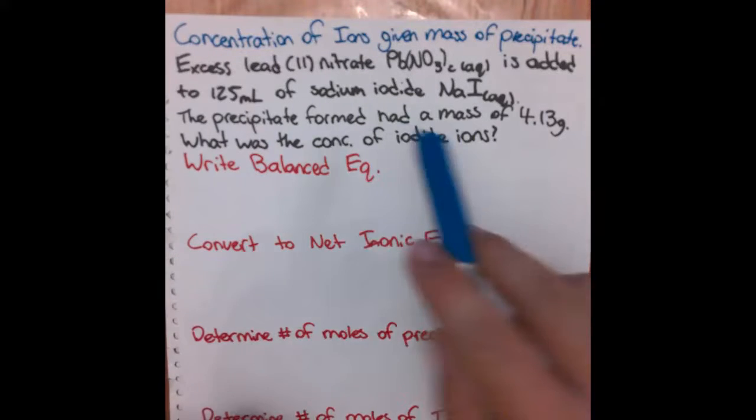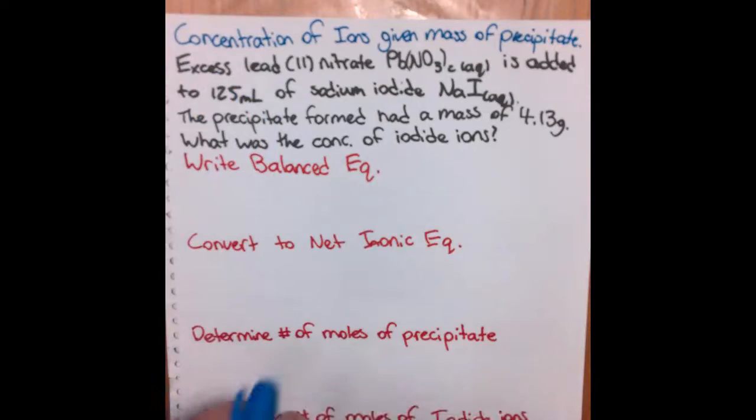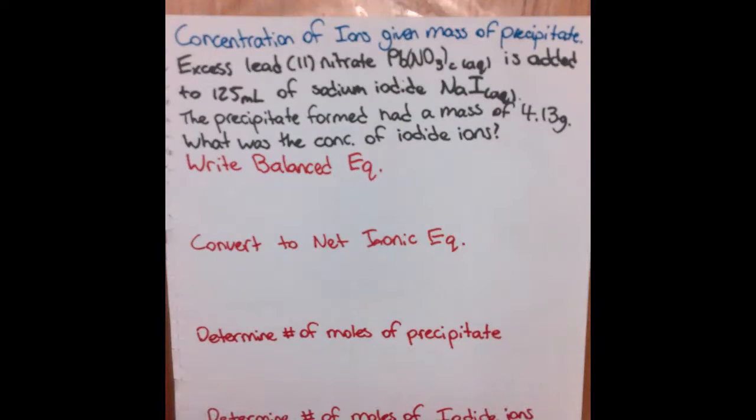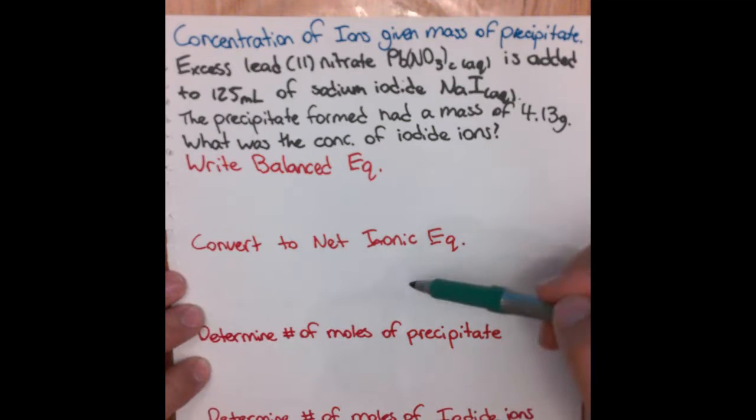Okay? So the question is saying excess lead-2 nitrate, or Pb(NO3)2, is added to 125 milliliters of sodium iodide solution, or NaI, and the precipitate formed has a mass of 4.13 grams. What is the concentration of iodide ions? Okay, so our very first step is always just going to be writing that balanced equation. Right? Once we have that balanced equation, converting to our net ionic equation becomes a lot simpler.